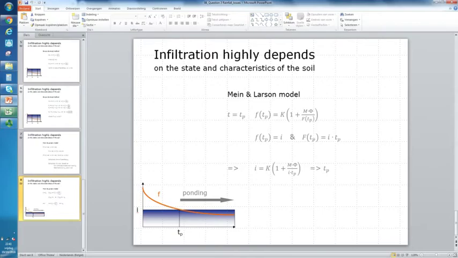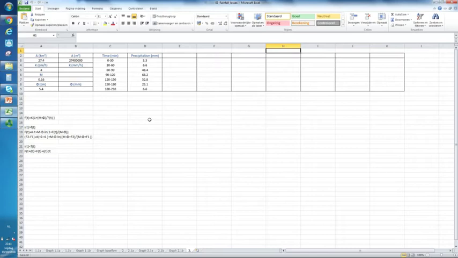I have come up already with a part of the Excel sheet that we are going to use, where I filled in still the area that was already given before. I have here the K value in centimeters per hour as it was given, the M value 0.16, and the phi value in centimeters 5.4. I also gave here the precipitation in millimeters, and I added the formulas that we should use for this exercise.